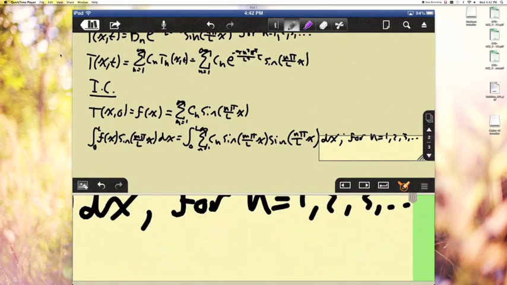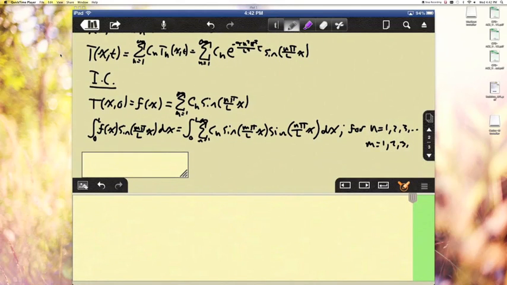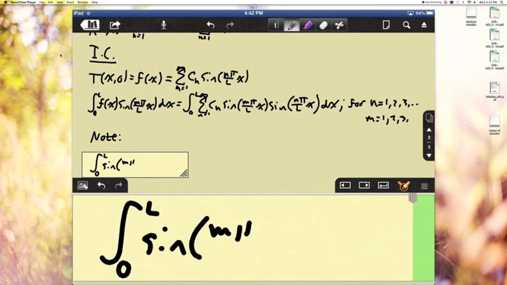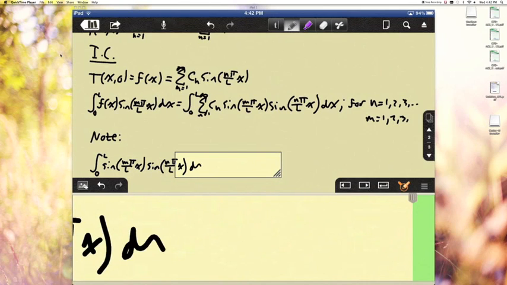And we also need to note that this is also for some integer m. So what we can do is utilize orthogonality to assist us in figuring out what c sub n is. Using orthogonality, we know that the integral from 0 to L of sine(m pi/L times x) times sine(n pi/L times x) dx is going to be equal to two things depending on what we assign m and n to be.